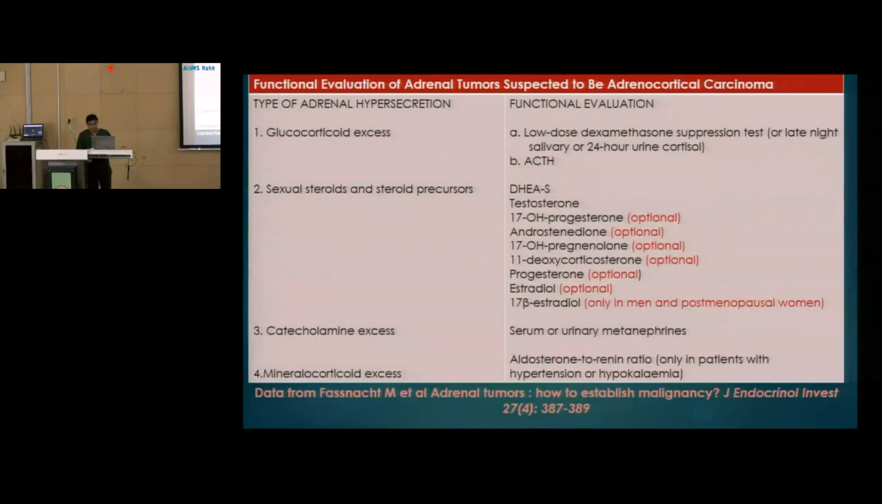Regarding the functional evaluation, once we found that this is a likely adrenocortical carcinoma on imaging, we did the functional workup of the patient. For the functional workup, the glucocorticoid axis, sexual steroid and steroid precursor axis, catecholamine axis and mineralocorticoid axis are to be evaluated. This is done by these tests: low dose dexamethasone suppression test for the cortisol axis, ACTH, testosterone and estradiol for the sexual steroids, and serum and urinary metanephrines for ruling out pheochromocytoma. Aldosterone to renin ratio is done in patients with hypertension or hypokalemia.